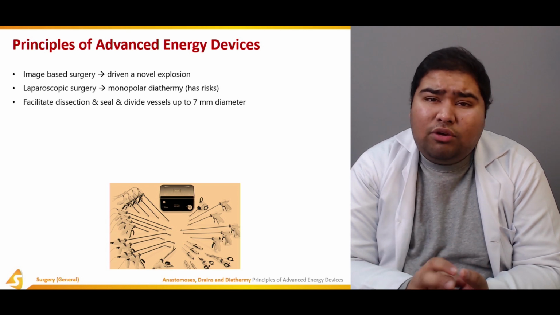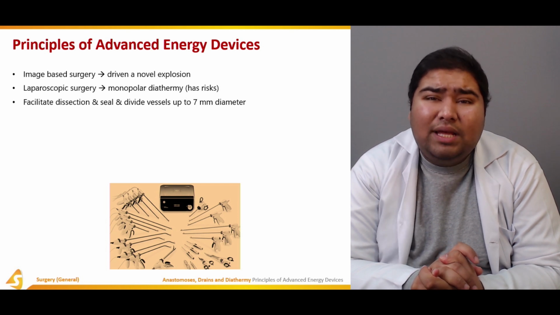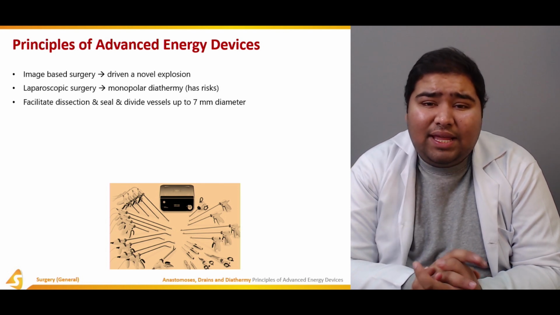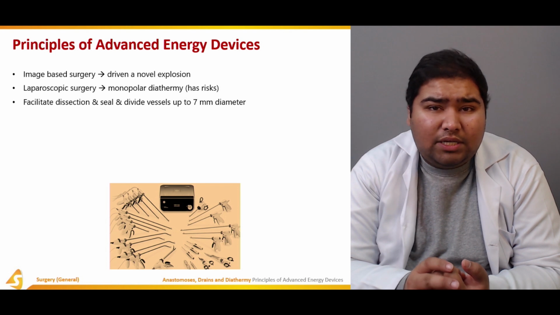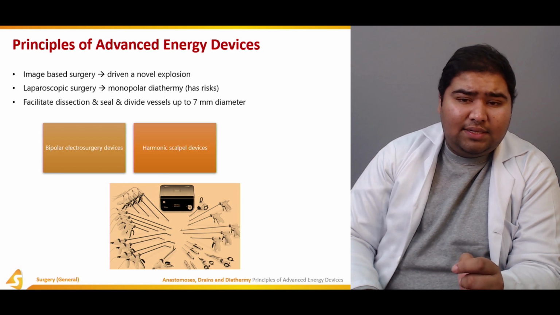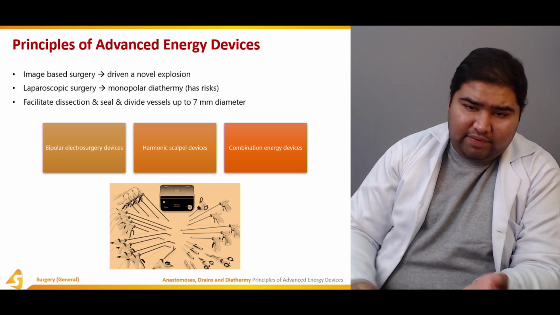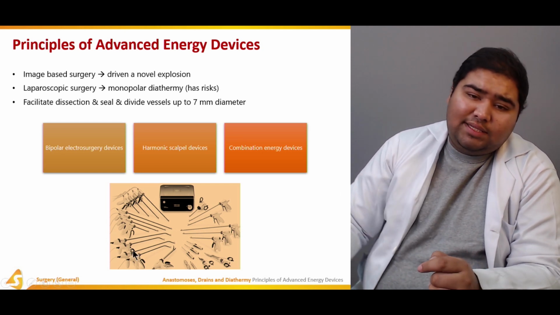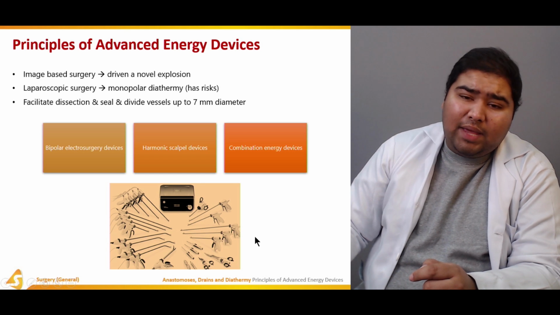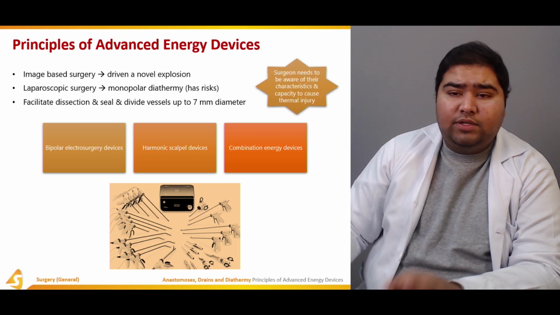So now the newer diathermy vessels, diathermy probes, what they do, they are better. They facilitate the dissection itself, and they can seal and divide the vessels up to 7 millimeter caliber very easily. So we have bipolar electrosurgery devices, we have harmonic scalpel devices, and we have combination energy devices. So these are the 3 types of devices. Here you can see these are the laparoscopic devices, various probes, trocars, etc. They are usually used for various laparoscopic procedures.